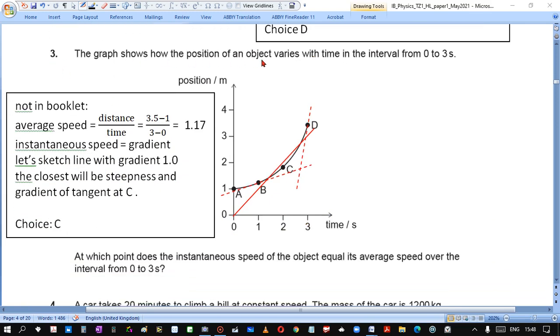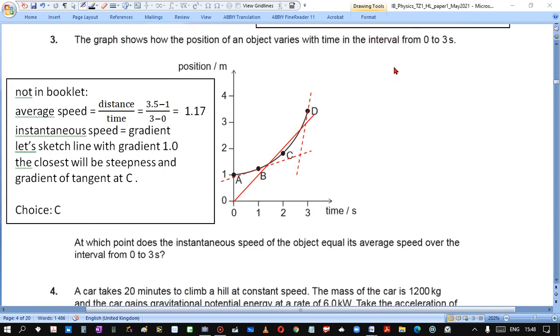Question 3. The graph shows how the position of an object varies with time in an interval from 0 to 3 seconds. At which point does the instantaneous speed of the object equal its average speed over the interval from 0 to 3?